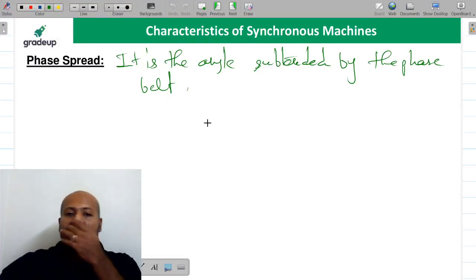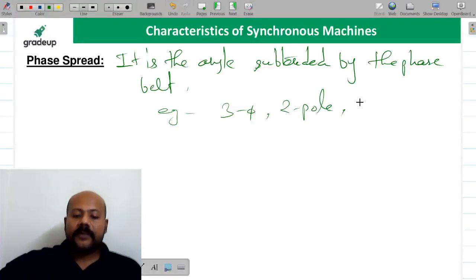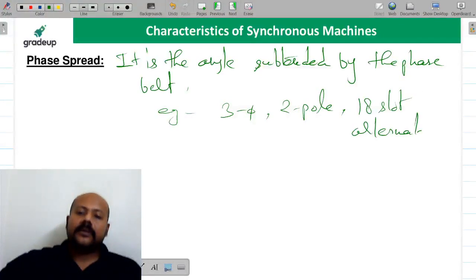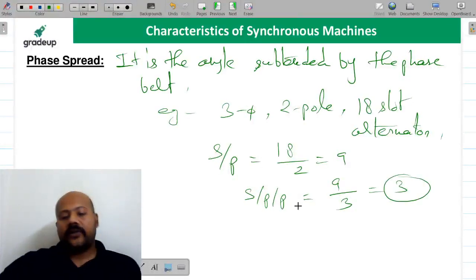I was saying it is the angle subtended by the phase belt. Now take one example. Suppose it is a 3-phase, 2-pole, 18-slot alternator. What is going to be slots per pole? Slots per pole beta is going to be 18 by 2, that is 9. What is going to be slots per pole per phase? It is going to be 9 divided by 3, that is going to be 3.